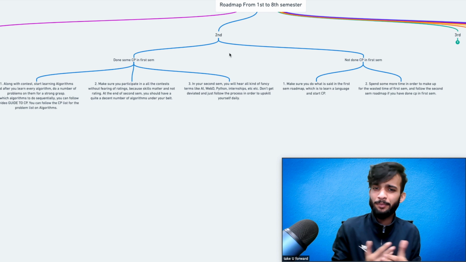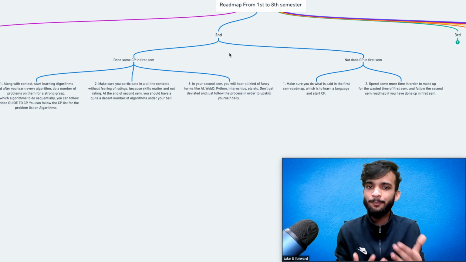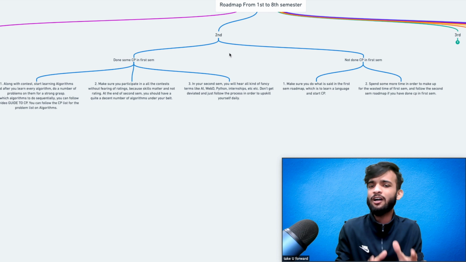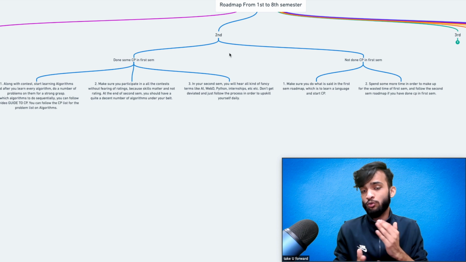Since in your first year your brain isn't matured yet, try to solve the easier problems of the algorithm so that you at least have an idea of the algorithm. So this is what you're going to do throughout your second semester.